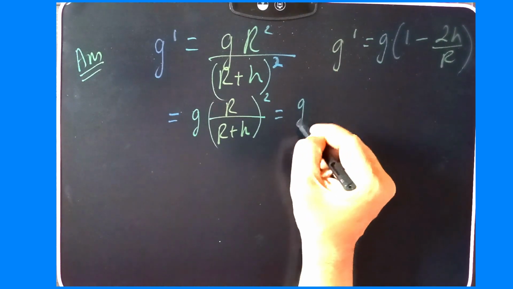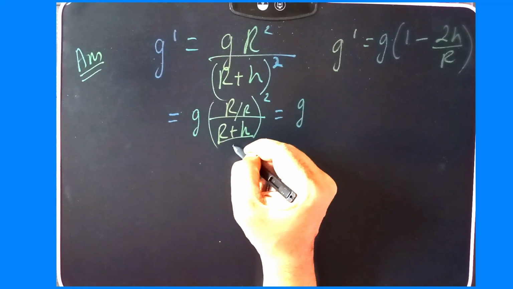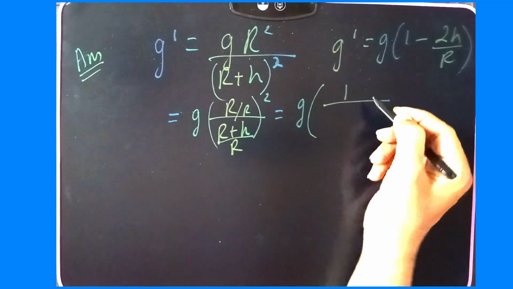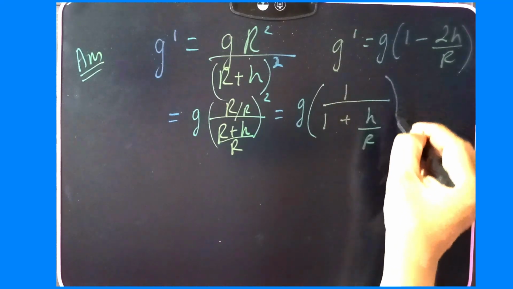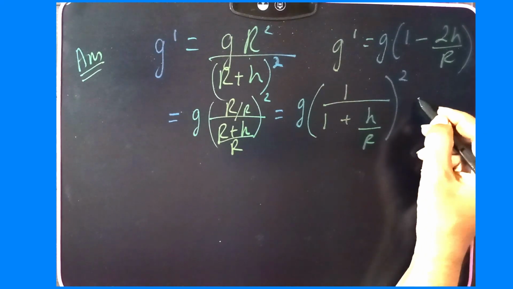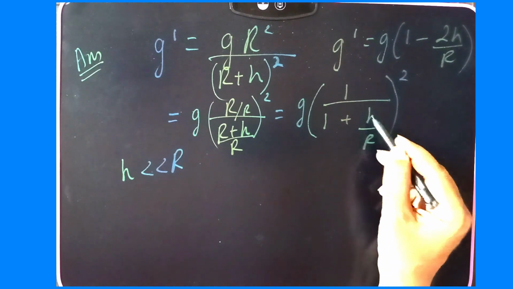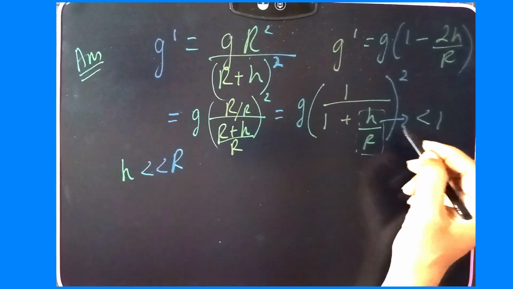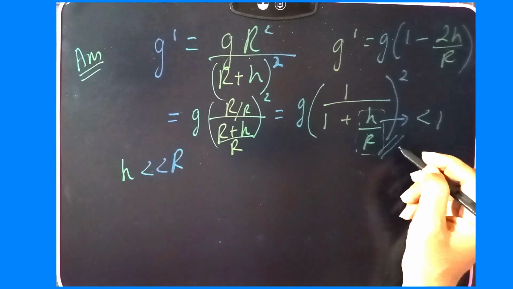This can be written as g, if you divide up by R and the denominator also by R, what will you get? We will get g times 1 by (1 plus h by R) the whole square. Now it is given that h is very less than R. If h is less than R, then this term here will be less than 1. So you can use binomial expression for this term.